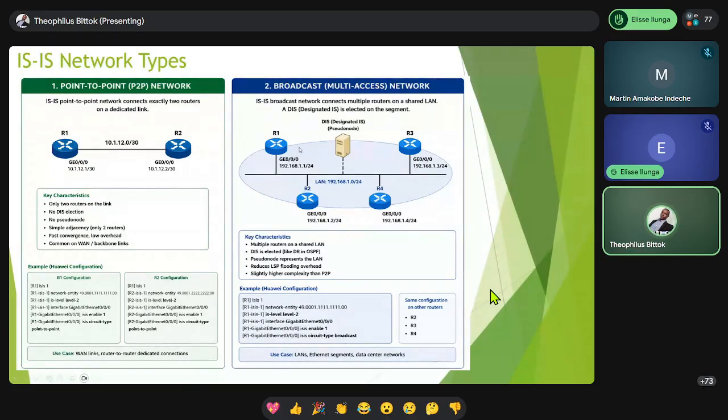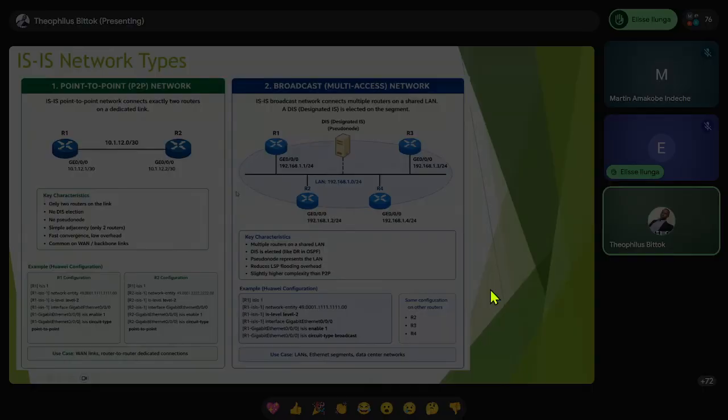For this one, the adjacency is quite simple, since it's between one router and another, between router 1 and router 2. Mostly, in a service provider network, you always use the point to point network. For broadcast, I think at times it is used in data centers.